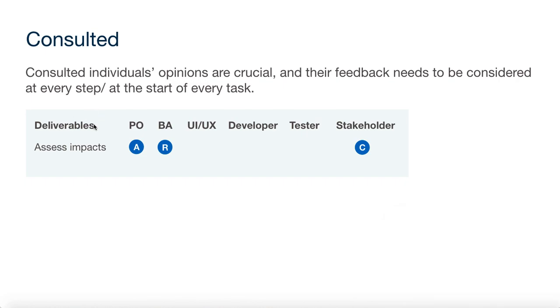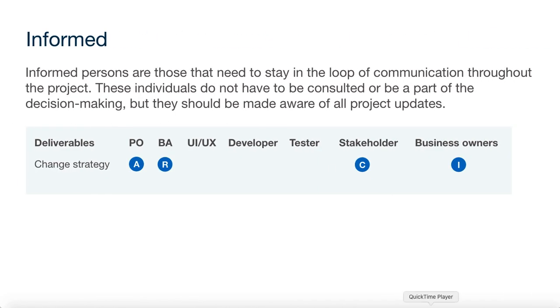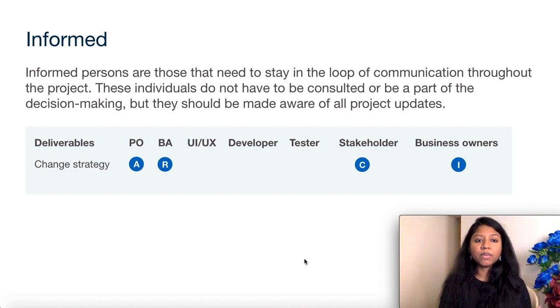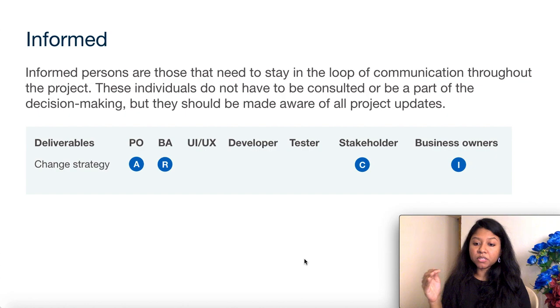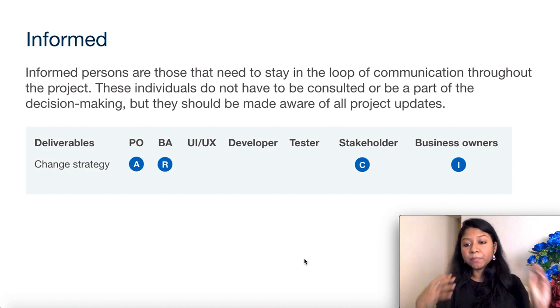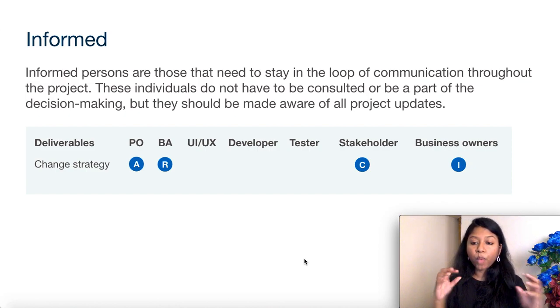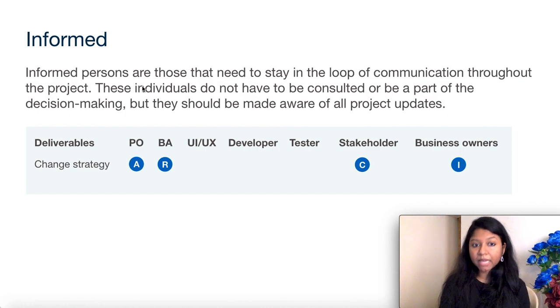Okay, and the last one is informed. So who needs to be informed? Informed persons are those who need to stay in the loop of that communication throughout the project. They need not be the persons you have to keep connecting with or consulting with, or even the people who would be collaborating in that project directly, but definitely they need to be informed about what's happening. These individuals do not need to be consulted or be part of the decision making, but definitely they should be aware of the project updates.